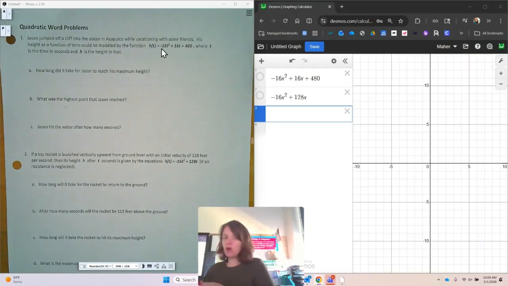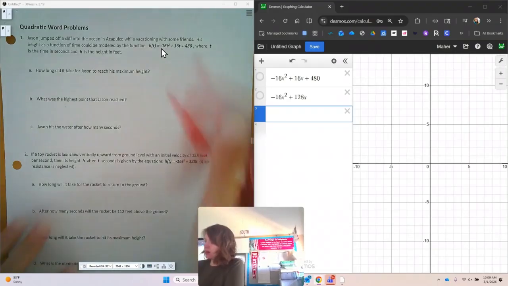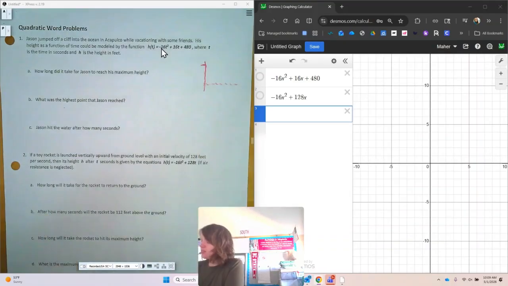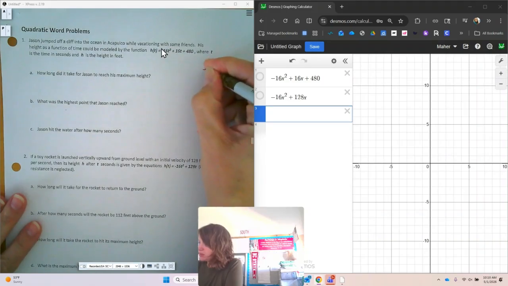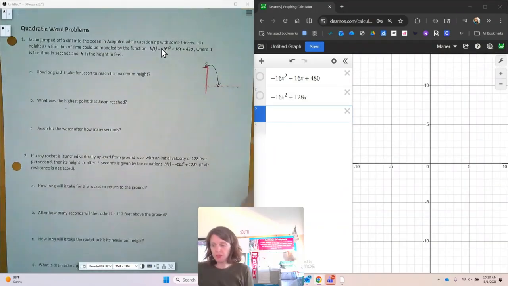of a cliff. So if we are thinking about this situation, if this is a cliff and this is the water down here, then this person is jumping from here. There's a little person up here, and he is jumping into the water. Okay, so imagining that situation sometimes can help you.